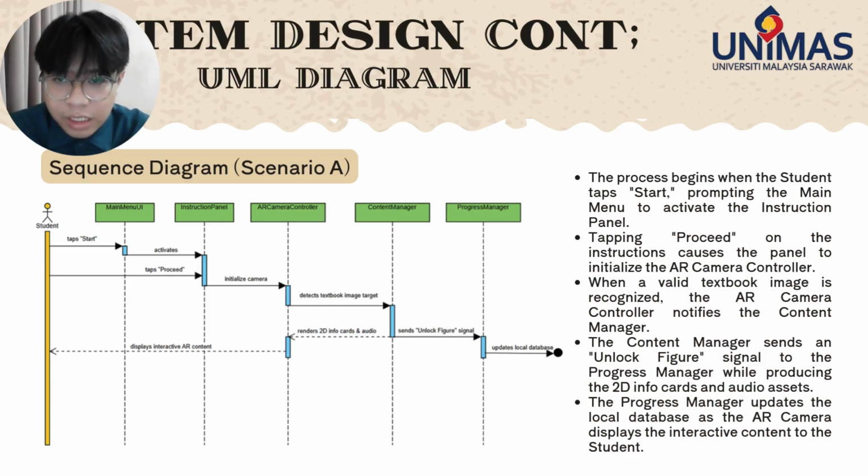The process begins when the student taps Start from the main menu to activate the instruction panel, and if the user is ready, the user can click proceed on the instruction panel, which will initialize the AR camera controller. When a valid textbook image is recognized, the AR camera controller notifies the content manager, and it sends an unlock figure signal to the progress manager while producing the 2D info cards and audio assets. The progress manager updates the local database as the AR camera displays the interactive content to the student.